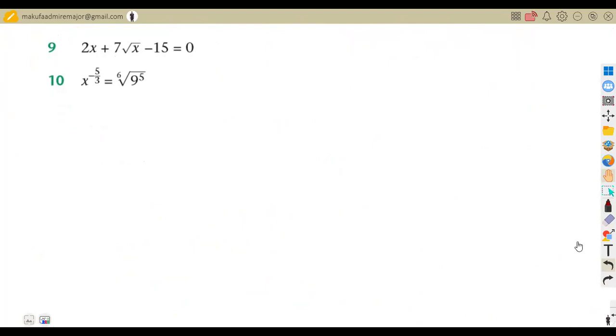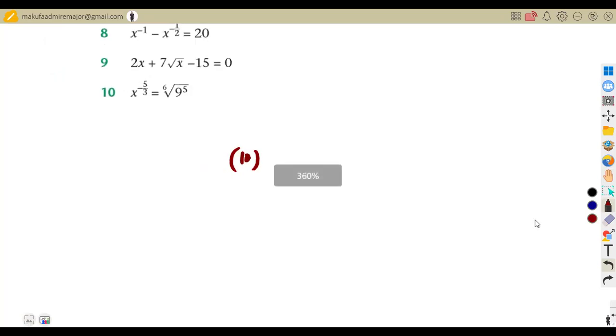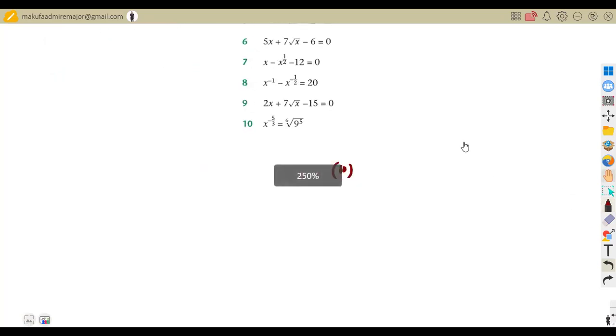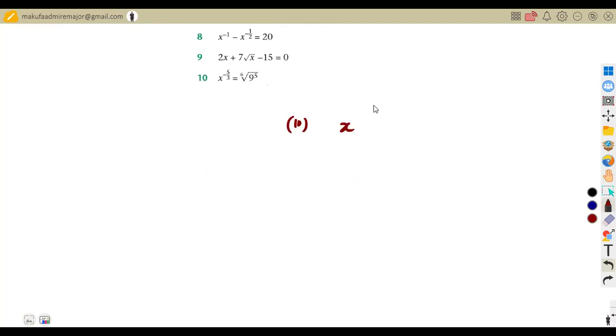Then lastly, let us just check number 10. So number 10, what are they trying to say here? x to the exponent of -5 over 3 is equal to the 6th root of 9 to the exponent of 5. All right, so we just have one solution by looking properly here. We just have one solution there. But how? How is that possible?